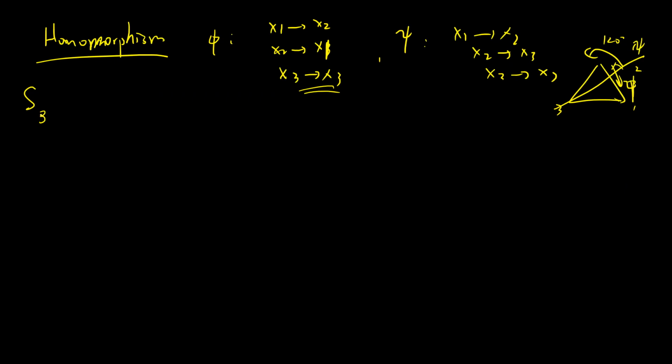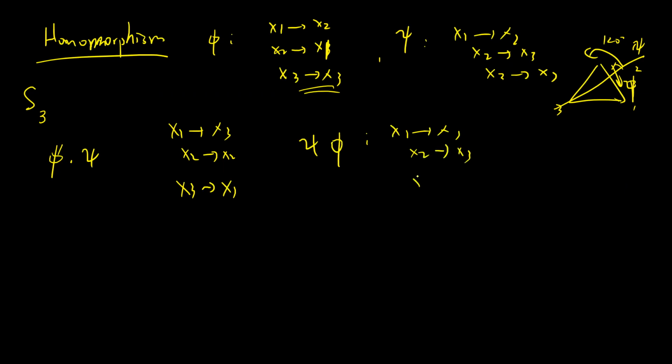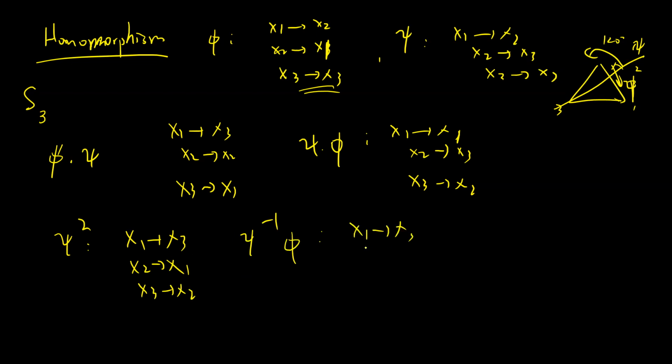Okay. So a simple check: if you work out psi after phi, x1 changes to x3, x2 to x2, x3 to x1. And also psi phi will be x1 to x1, x2 to x3, x3 to x2. And also psi squared is just a rotation by 240 degrees, so x1 to x3, x2 to x1, x3 to x2. And the final one is psi inverse phi, so it's x1 to x3, x2 to x2, x3 to x1.